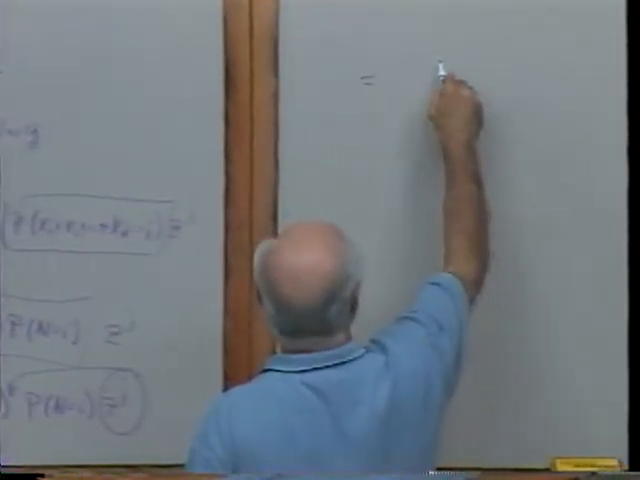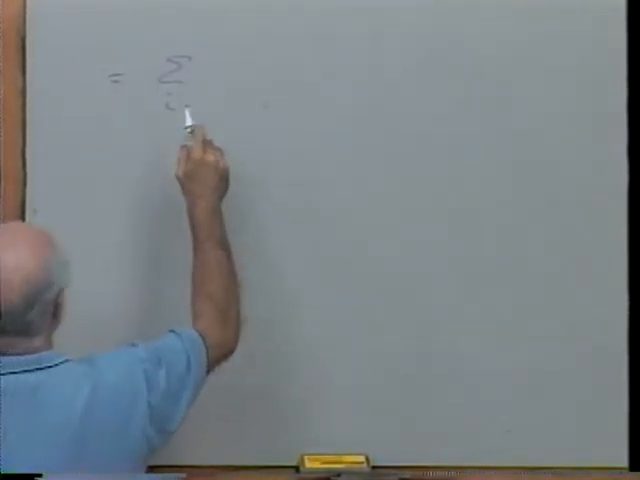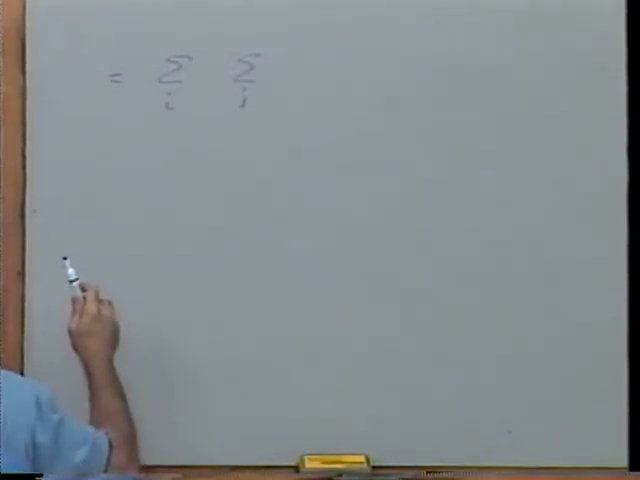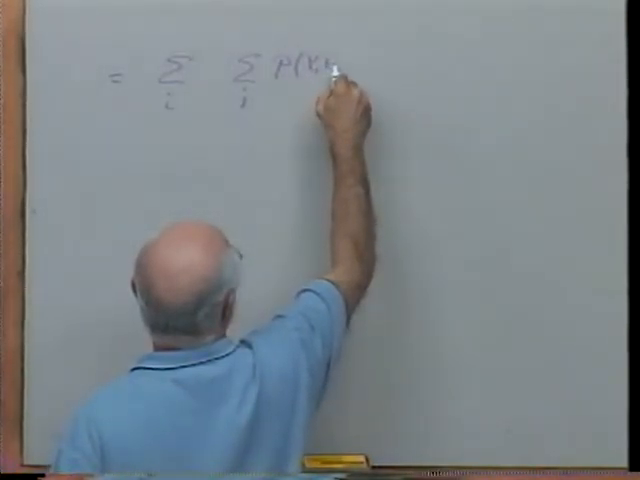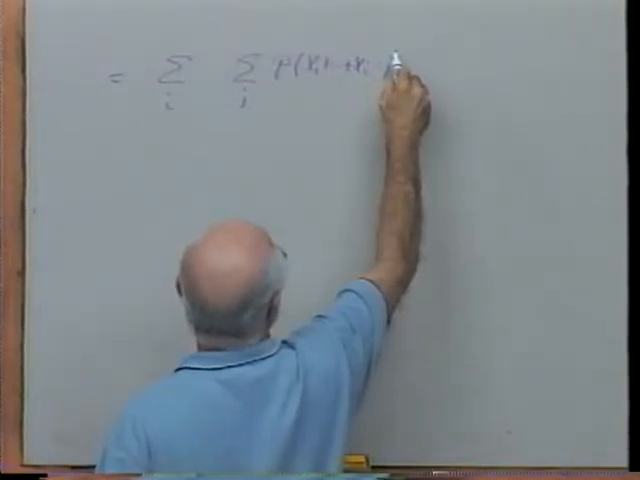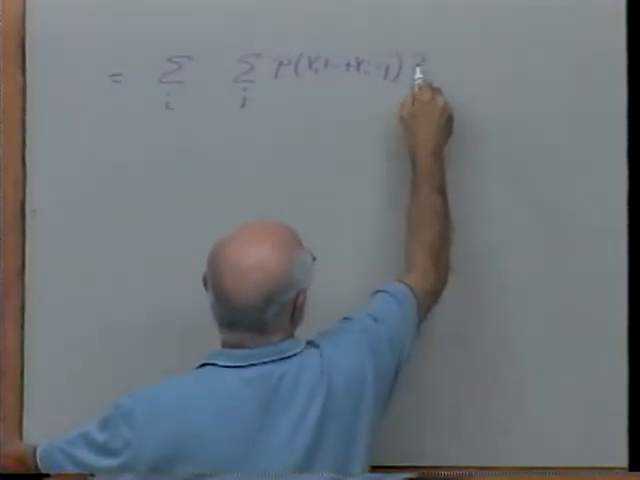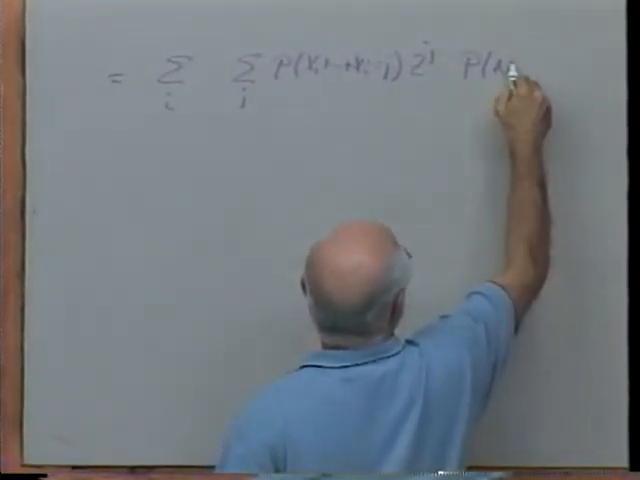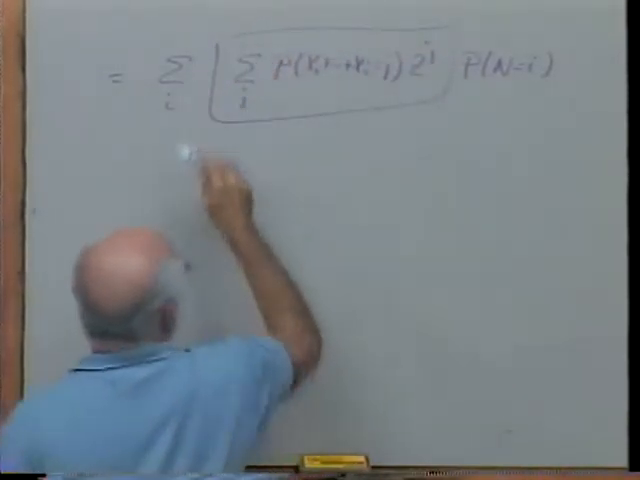So we have the sum over i. That's this guy right here. And then we have inside the sum over j. That's this guy. Then I have the probability that X1 plus through X_i is equal to j. That's this guy right here, times z to the j. That's that guy, times the probability that N is equal to i. And now let's look at that piece in there. What is that?